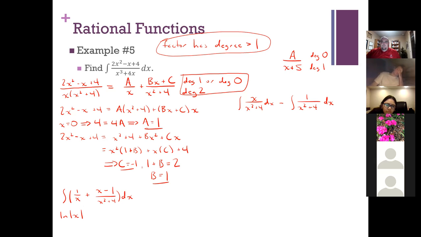Any other tools that we haven't used in a little bit? Anything we can use? Maybe like U substitution? Yep. You can do U substitution. What should we call U? X squared plus 4. In that case, du would be equal to 2x dx. And dx would be equal to du over 2x.